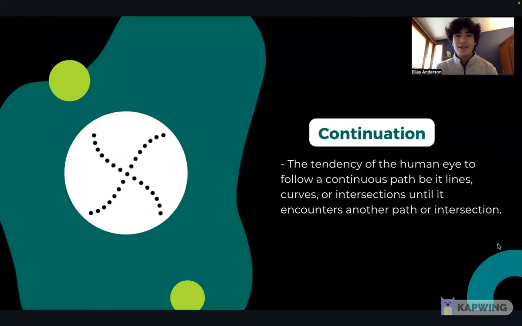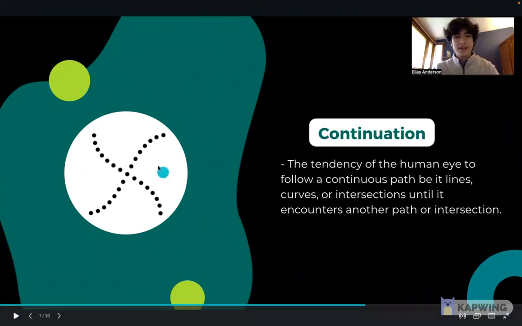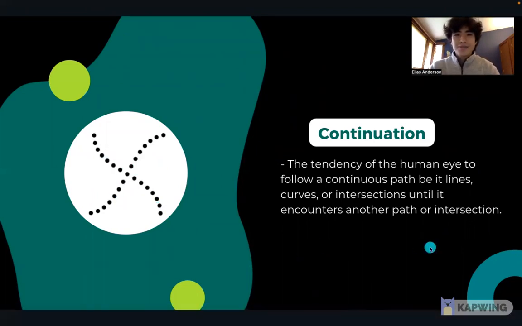Next, my second favorite concept of Gestalt psychology is continuation. And this is the tendency of the human eye to follow the continuous path, be it lines or curves or intersections, until it encounters another path or another intersection. And this is an example of a cross. And I'll explain more about it on the next slide.